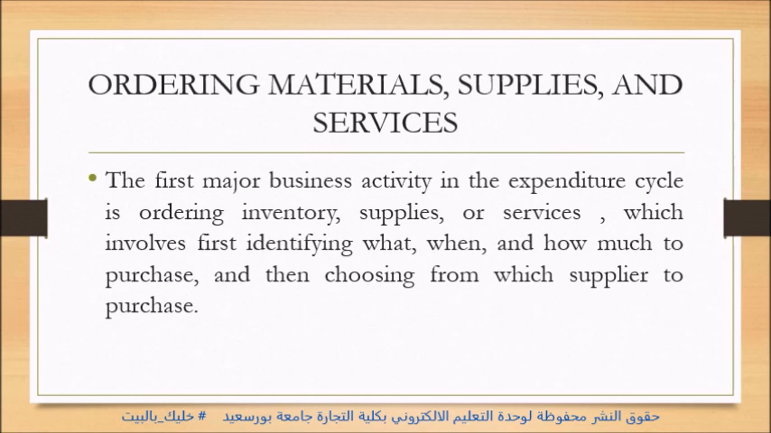The first major business activity in the expenditure cycle is ordering inventory, supplies, or services, which involves two main steps. The first step is to identify what, when, and how much to purchase, and the second step is choosing which supplier to purchase from.